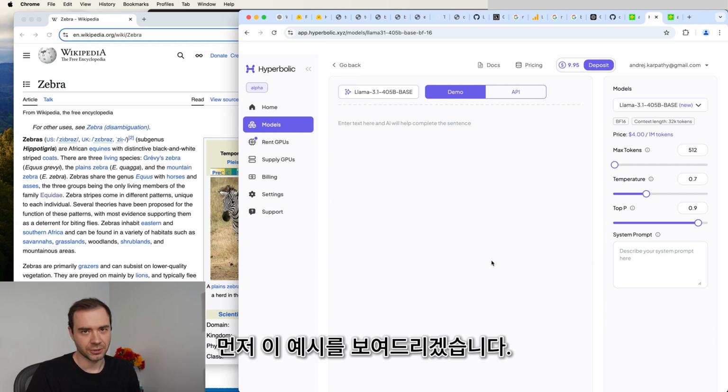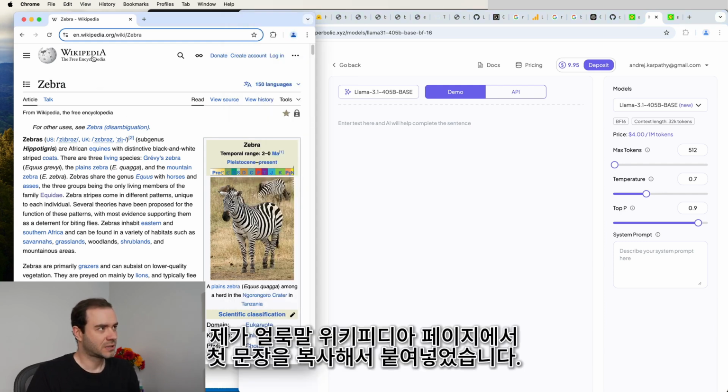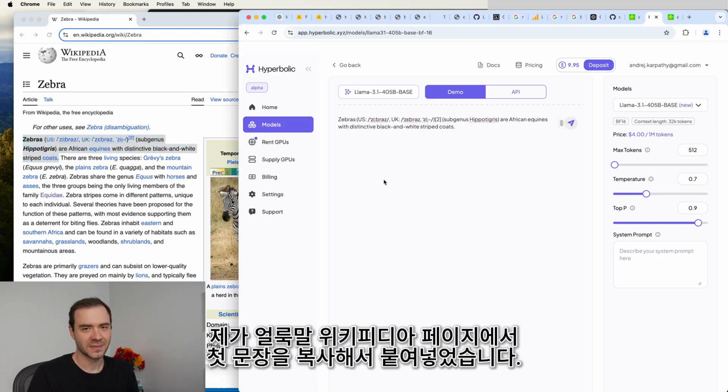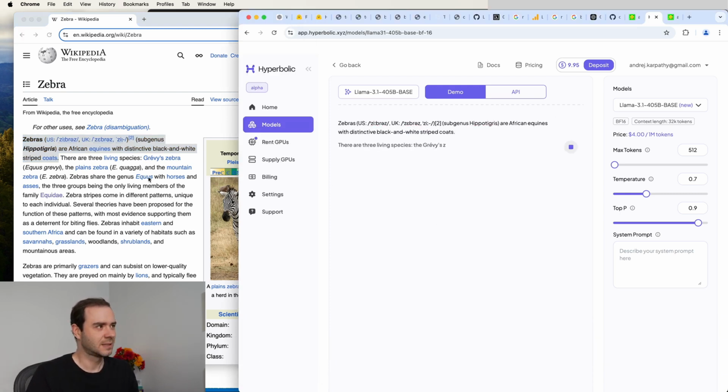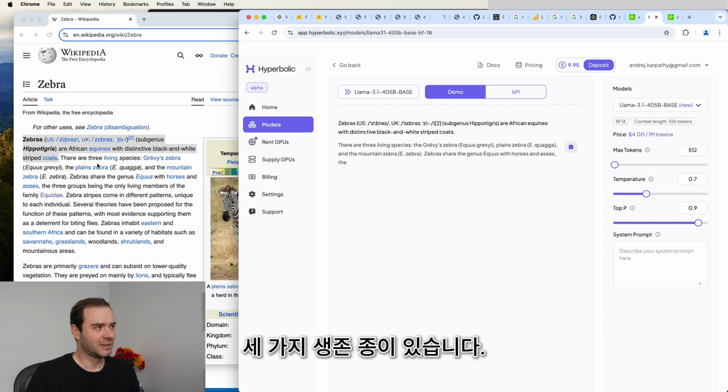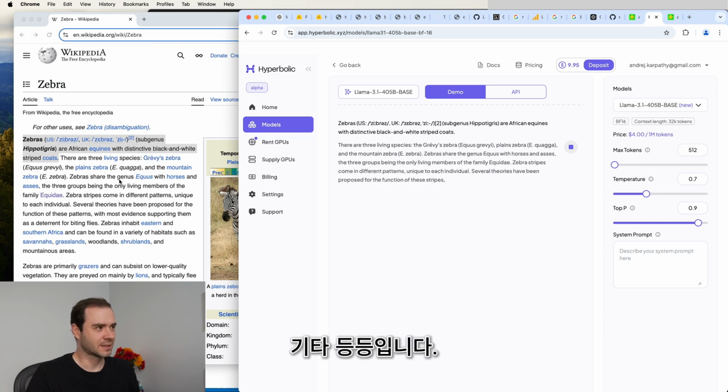The first thing I want to show you is this example. I went to the Wikipedia page for zebra, and let me just copy paste the first even one sentence here. And let me put it here. Now, when I click enter, what kind of completion are we going to get? So let me just hit enter. There are 3 living species, etc., etc.